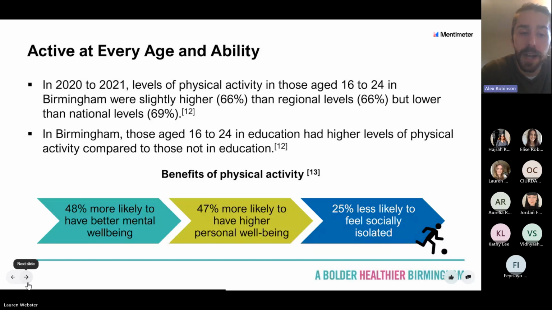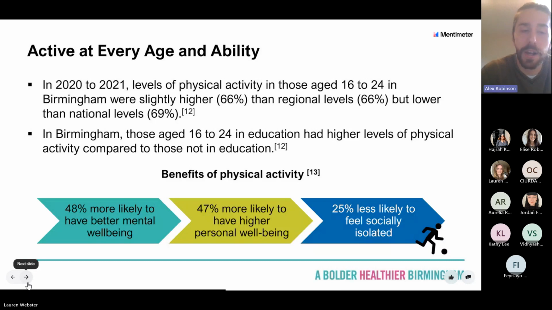Some of the benefits of physical activity from these different studies included 48% of people more likely to have higher mental well-being, 47% more likely to have higher personal well-being, and 25% less likely to feel social isolation.